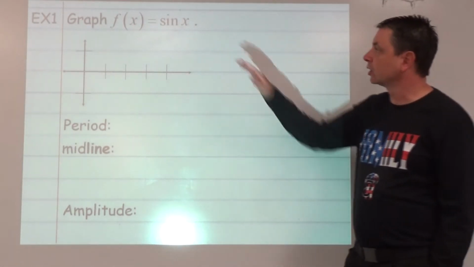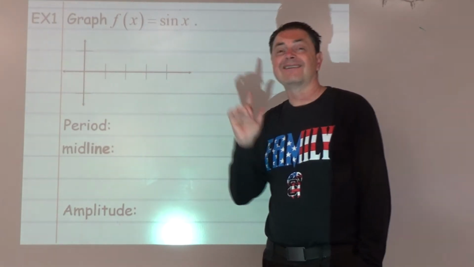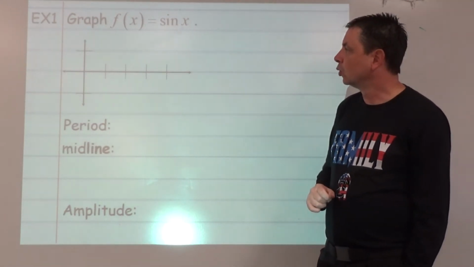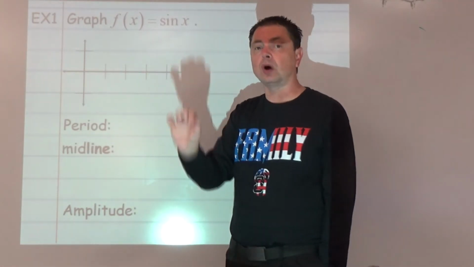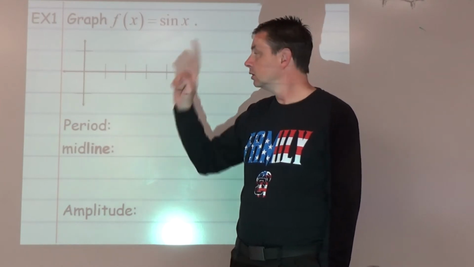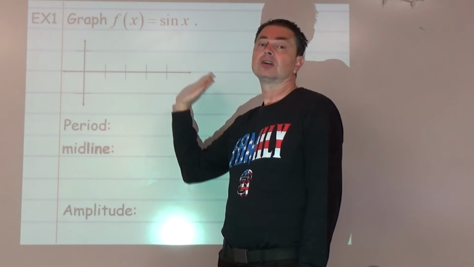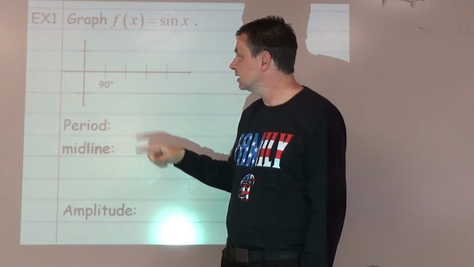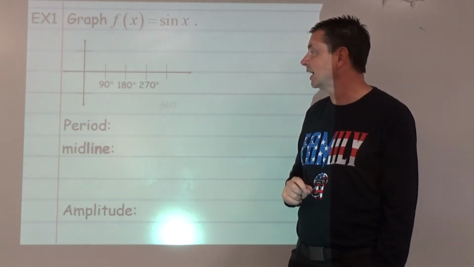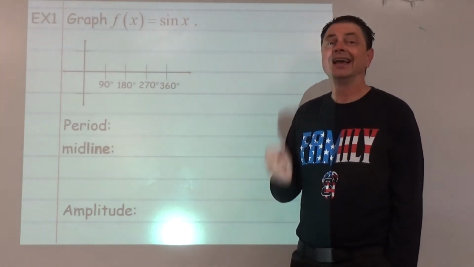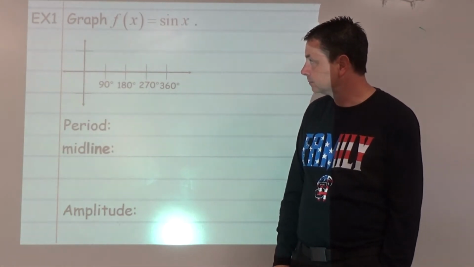Example number 1, we're going to graph f of x equals sine of x. We've already graphed that, so we're going to graph it faster. We're going to label our axes with the quadrant angles. First is 0 degrees, and then we go straight up to 90 degrees. Then another 90 takes us to 180. Just the quadrant angles are what we're going to use as our key points.